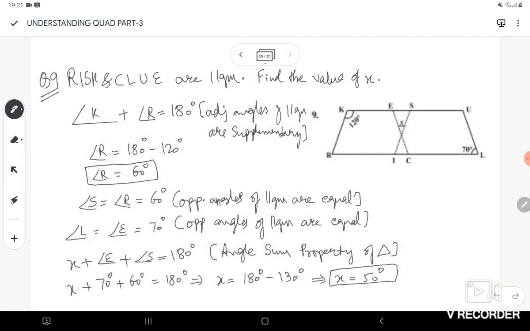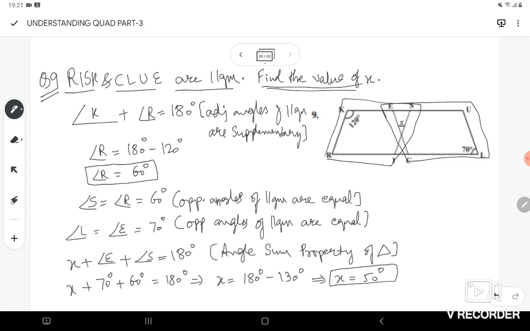Now moving on to the next question. It says RISK and CLUE are parallelograms. Find the value of x. So RISK is a parallelogram and CLUE is also a parallelogram. We have to find the value of x. However, we are going to find the value of angle E and angle S, and then we are going to use the angle sum property of the triangle, this triangle. Then we can find the value of x.